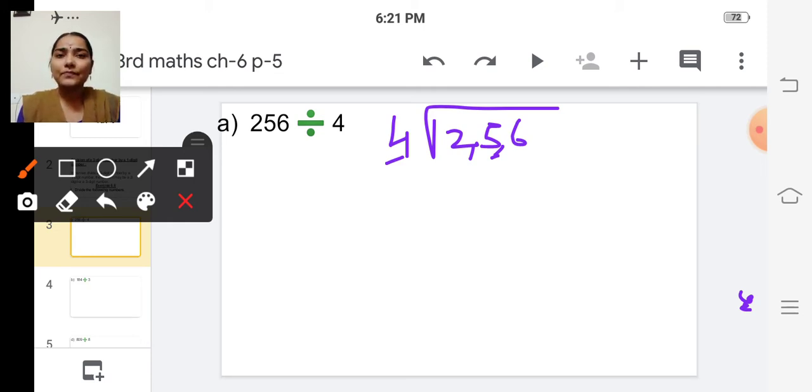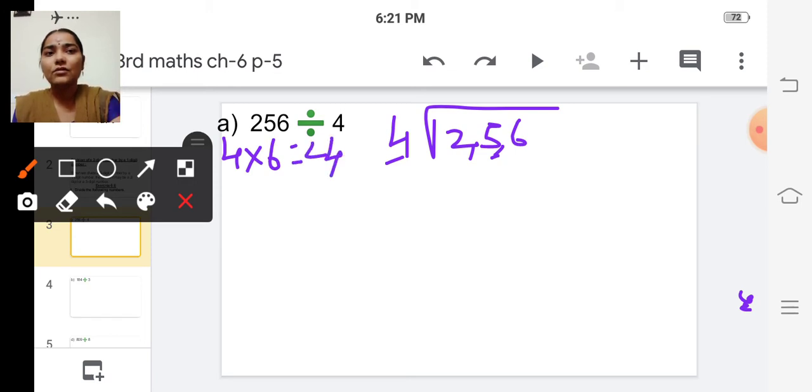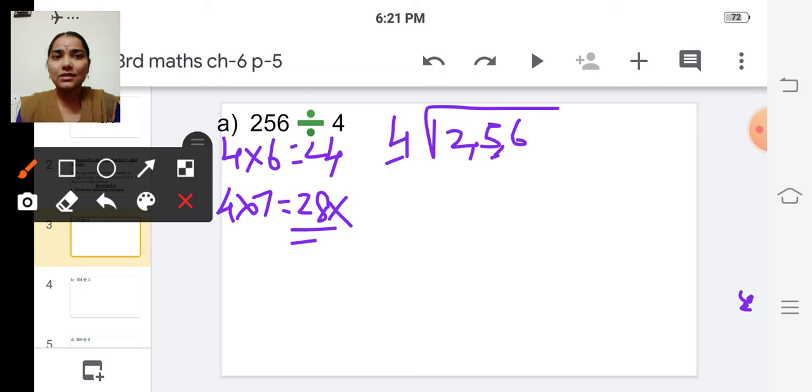So think of the fourth table. Then tell me how many times it will go in 25. 4 fours are 16. 4 fives are 20. 4 sixes are 24, isn't it? 4 sevens are 28. 28 is exceeding 25. So we cannot take 7. So we can take 4 sixes are 24.